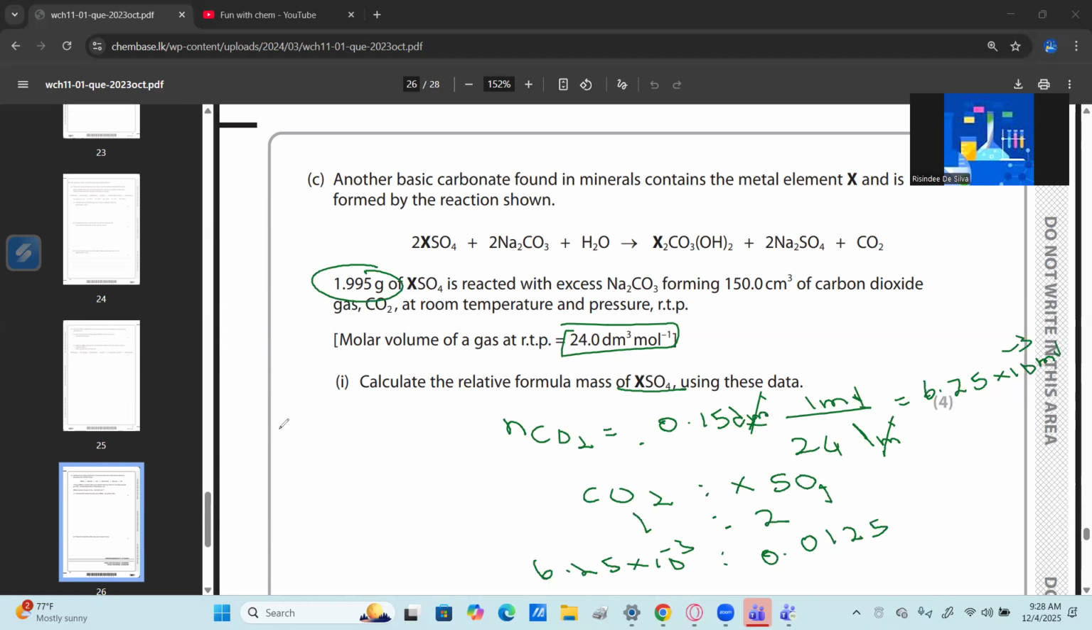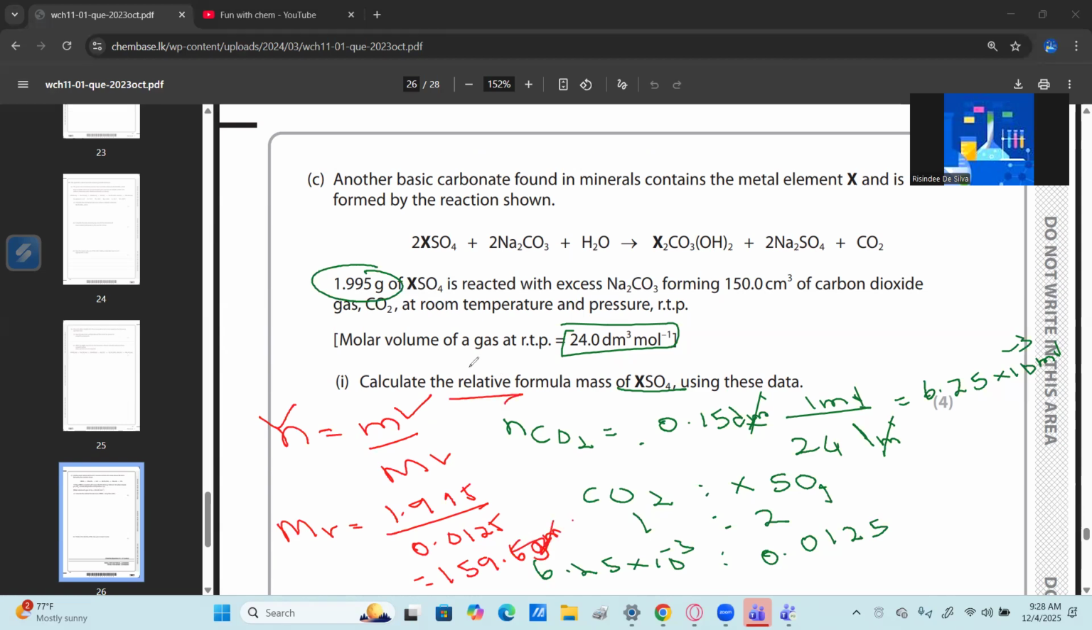And they gave the mass of XSO4 also. So we can use the other equation. You know the moles, you know the mass, you can easily find the molar mass. 1.995 divided by 0.0125, which is equal to 159.6. Relative means you don't put units. If they ask for molecular or formula mass, you have to put the units. So the correct answer is 159.6.